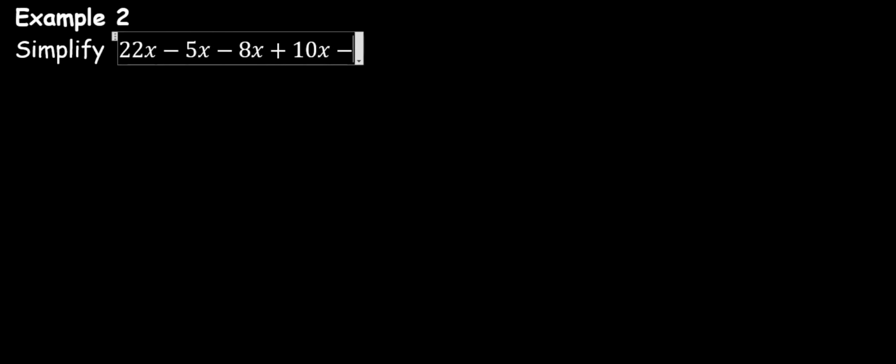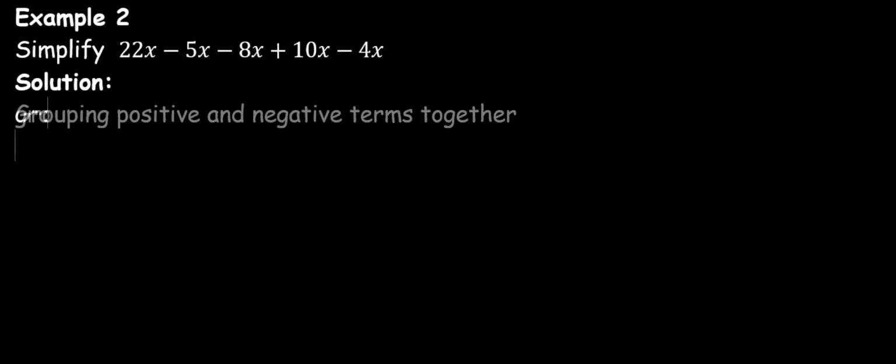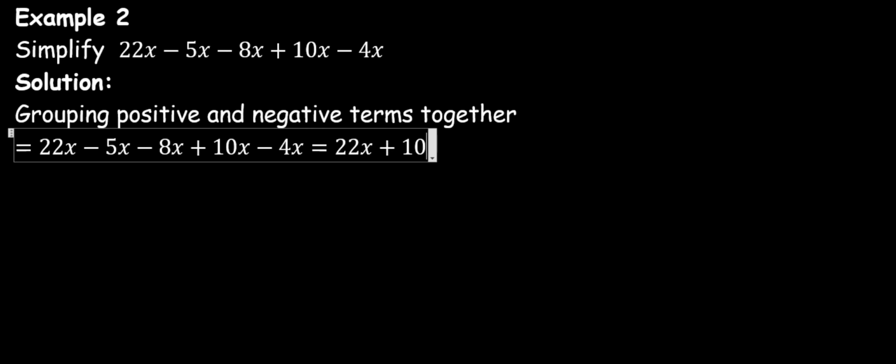Another example. Simplify 22x minus 5x minus 8x plus 10x minus 4x. Solution. Grouping positive and negative terms together, we have that 22x minus 5x minus 8x plus 10x minus 4x will be equals to 22x plus 10x minus 5x minus 8x minus 4x.